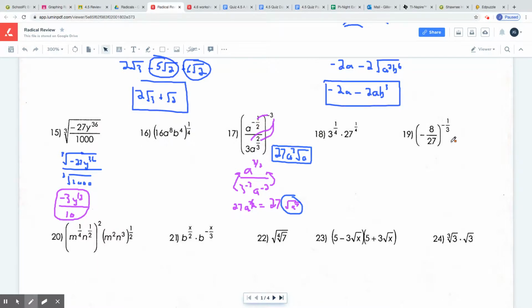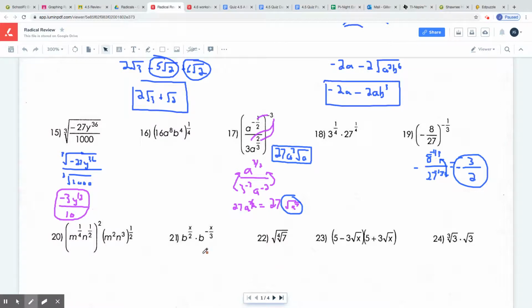All right. 19. Negative 1/3. Well, it goes to both of them. That just means that I have 8 to the 1/3. I have 27 to the 1/3. Okay, and it's negative. Since this is negative, these are going to flip. So what is the cube root of 8? It's 2. What is the cube root of 27? It's 3, and there's a negative there. So it's negative 3 halves. All right. Negative 3 halves.